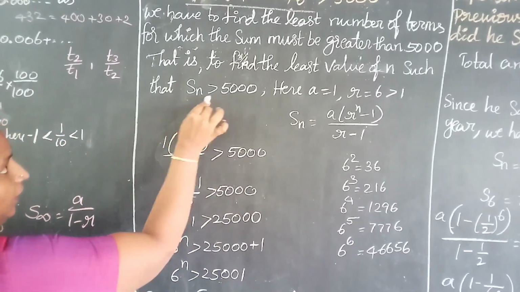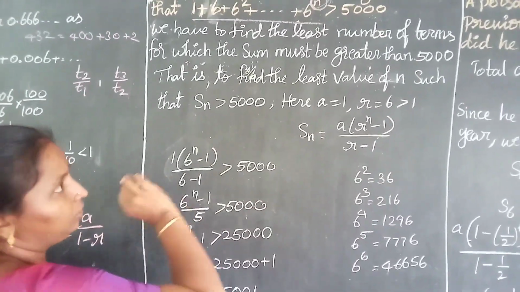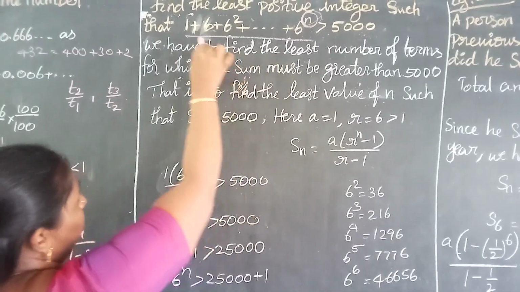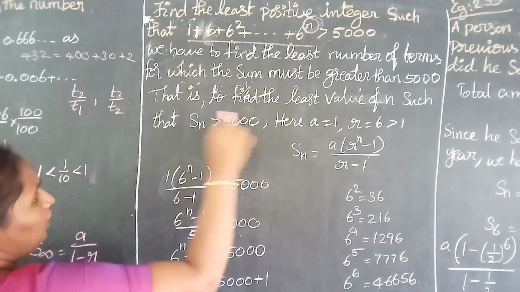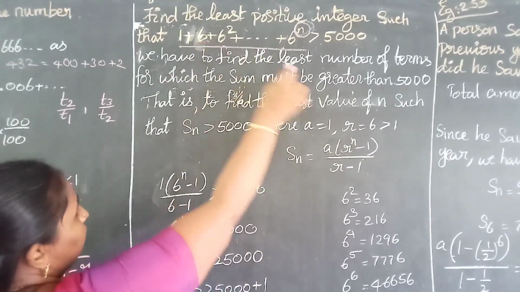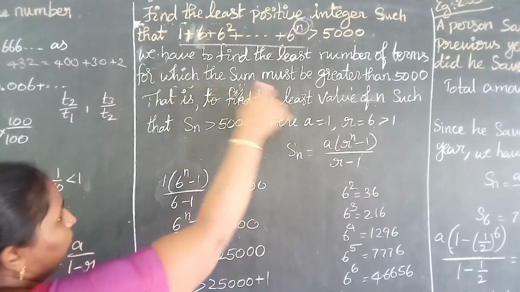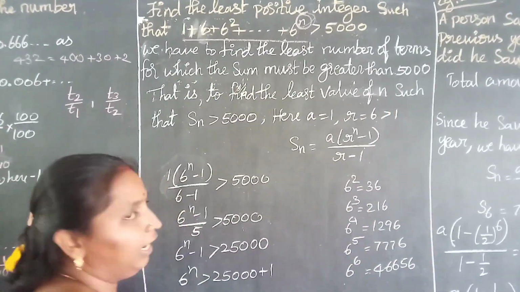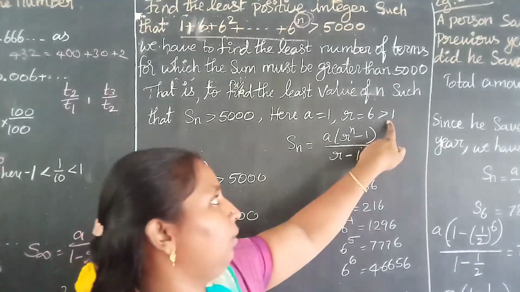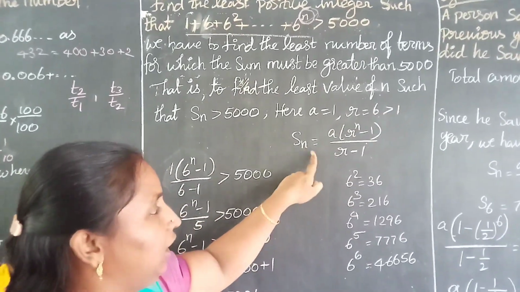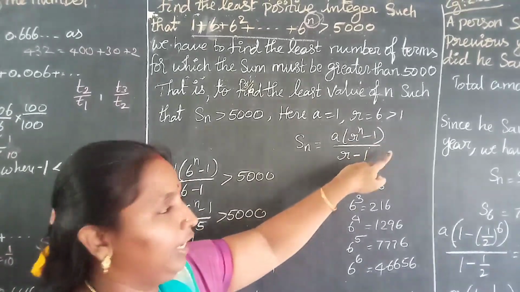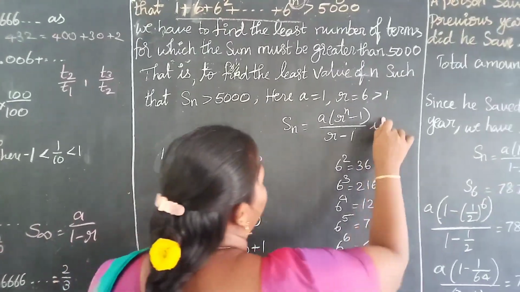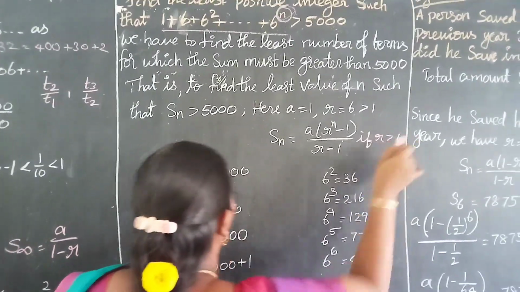Okay, so Sn should be greater than 5000. The series has A equal to 1, and R equal to T2 by T1, which gives 6 by 1, so we get 6, which is greater than 1. So R is greater than 1, and I have to use the Sn formula: Sn equal to A into R power n minus 1 by R minus 1, if R is greater than 1.